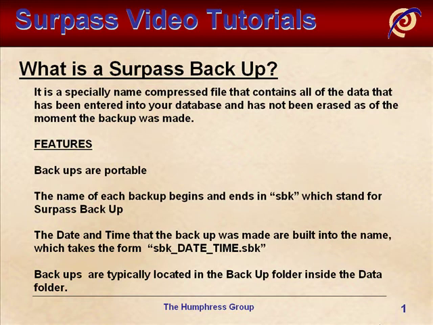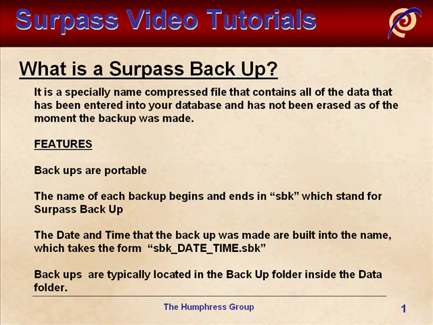A backup is a specially named compressed file that contains all of the data that has been entered into your database and has not been erased as of the moment the backup was made. So if you can wrap your head around that, it's basically everything that you've done in Surpass from the time you created your database to the moment that the backup was made that has not been erased. So this includes everything: license numbers, patrons, passwords, mark records, patron photos. Everything that you've entered is in a Surpass backup.